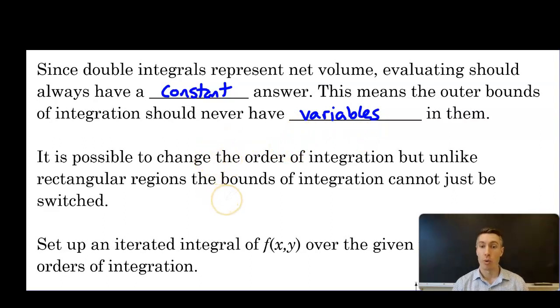It is possible to change the order of integration, but unlike rectangular regions, the bounds of integration cannot just be switched. This little line here is its own video in and of itself, and that will be in a few videos from now. Changing the order of integration over a more general region can be done. Fubini's theorem does work, but it requires more work and more attention to detail. For rectangular regions, we really had the flexibility to just change the order. If we didn't like dy dx, then just go dx dy and change the bounds pretty easily. But we'll explore this in a video of its own.